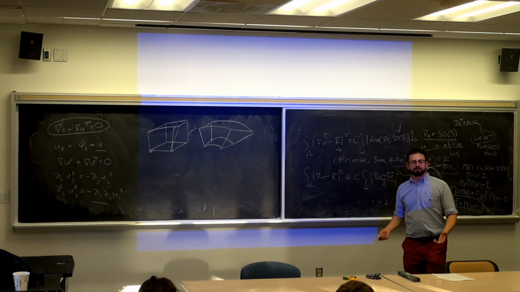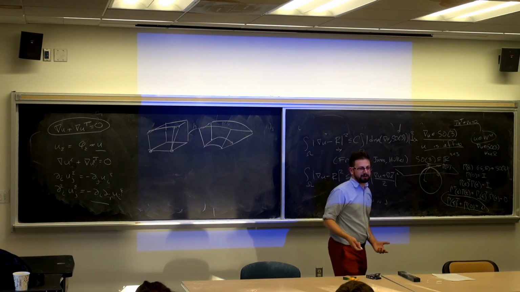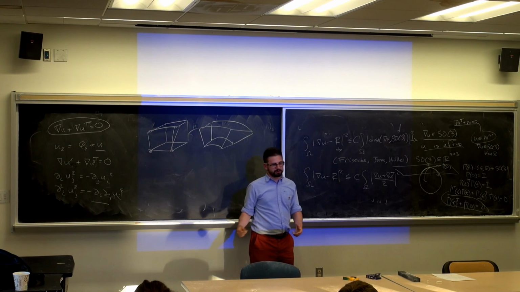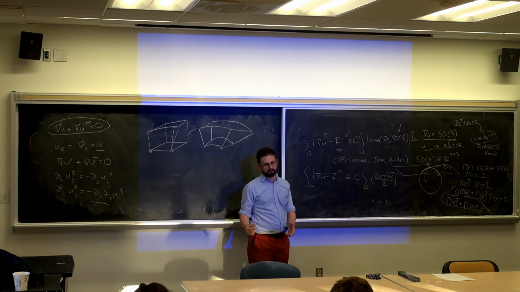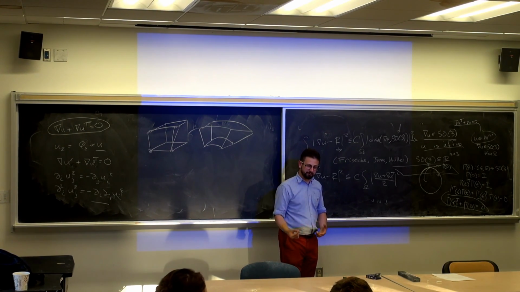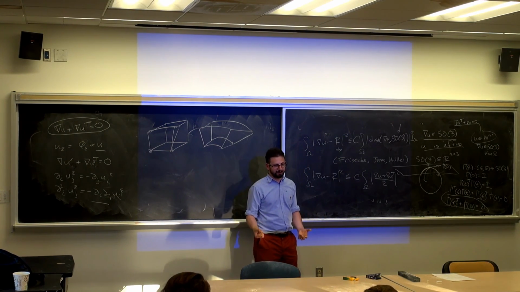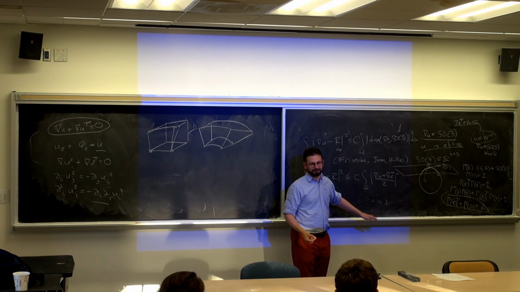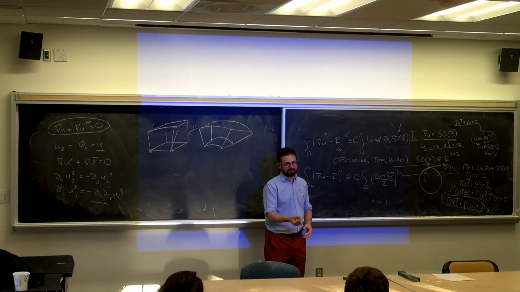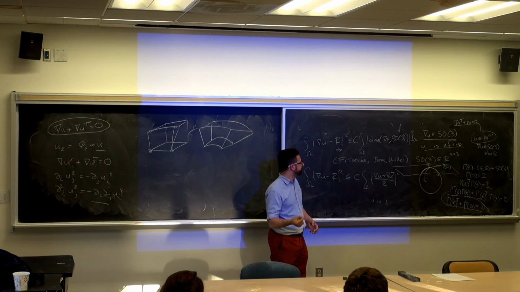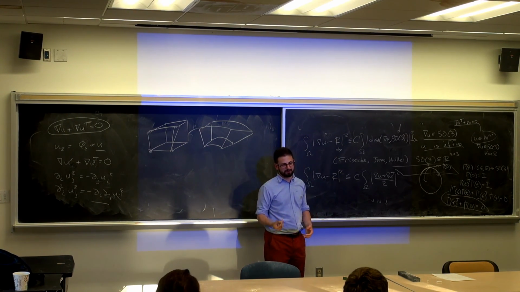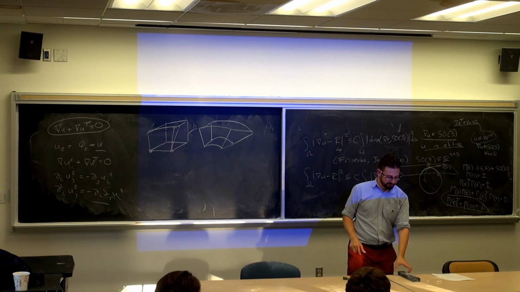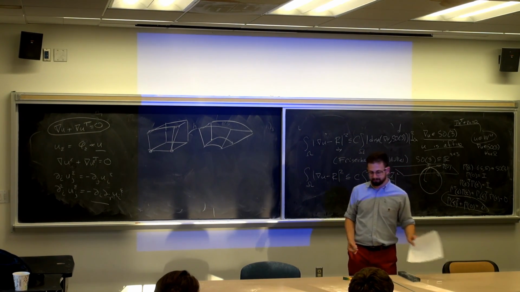This is something that I thought was mystical when I first saw it. Korn's inequality says that if I want to control the L2 norm of the gradient, it's enough to control the L2 norm of the symmetric part of the gradient. And this is really, I believe, where it's coming from: if you can force the gradient to be basically skew symmetric, then it's got to be essentially an affine function. And you can make this quantitative.